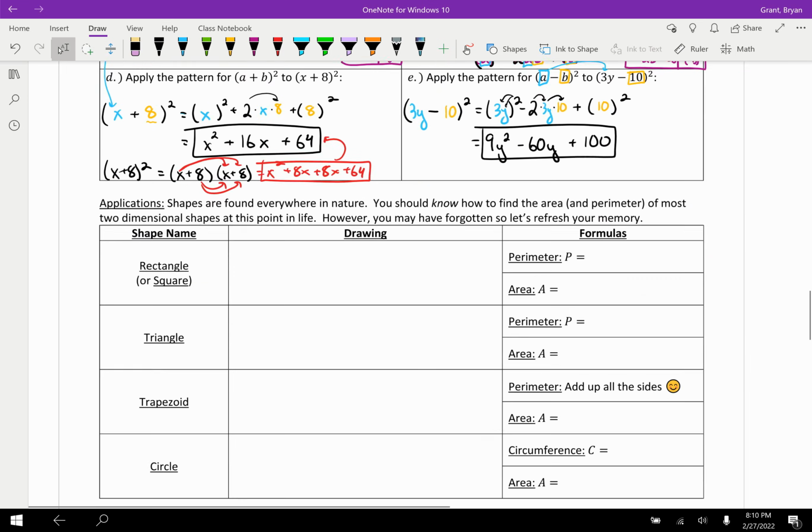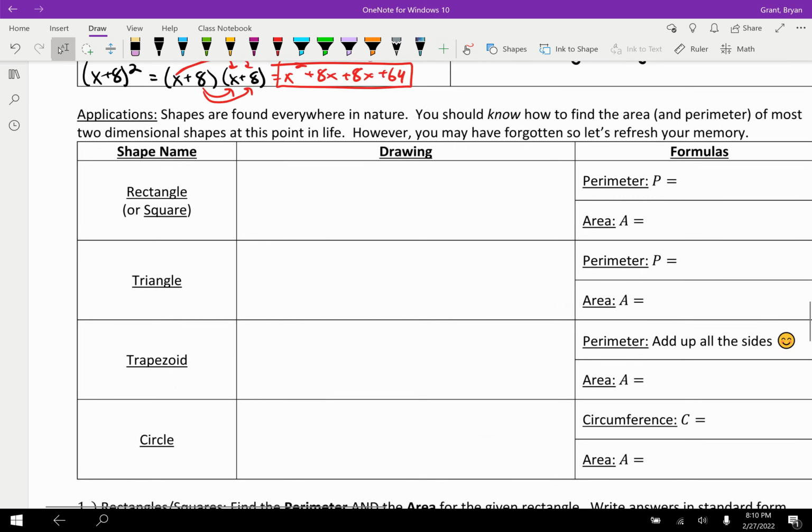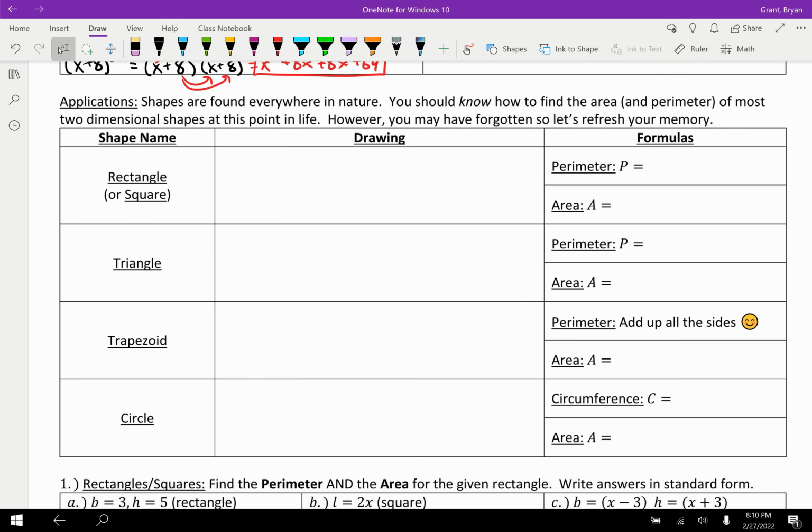Okay, let's finish off class today with a little bit of geometry. Now, you should know at this point from middle school how to find the area and perimeter. Remember, perimeter measures the distance around the outside. Area measures the amount of stuff on the inside of most two-dimensional shapes at this point in life. However, you may have forgotten how to do that, so let's maybe refresh your memory, huh?